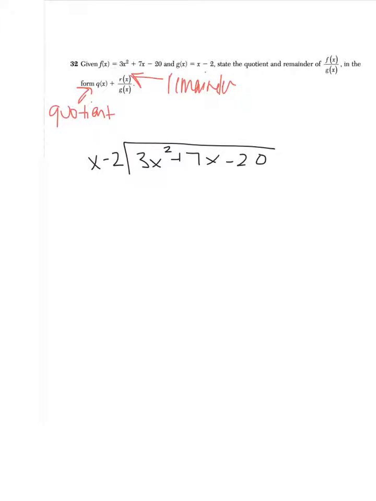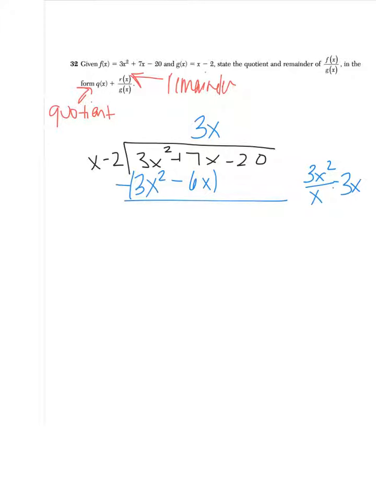So this is nice, again, because here I don't have anything missing. I don't need any placeholders. So x goes into 3x squared 3x times, so this is 3x, I put it on top of the x term. So now I would do 3x times x, and I get 3x squared minus 6x, put it in parentheses, subtract it. 3 minus 3 cancels out. 7 minus negative 6 gives me 13x minus 20.